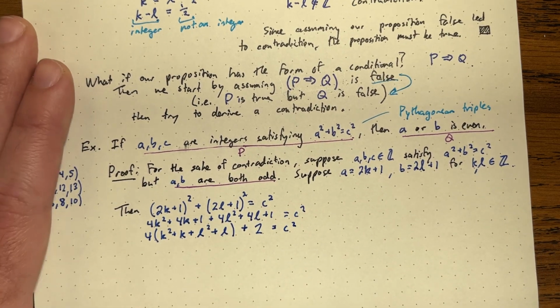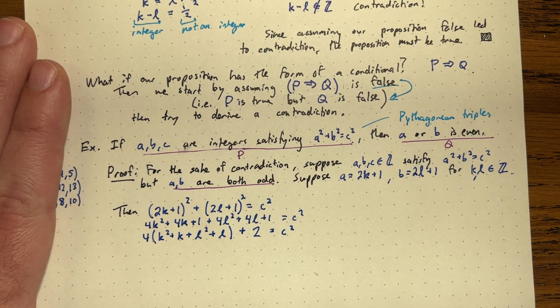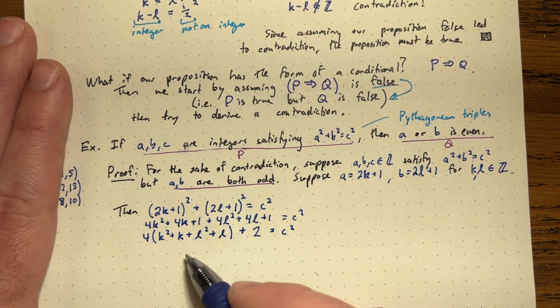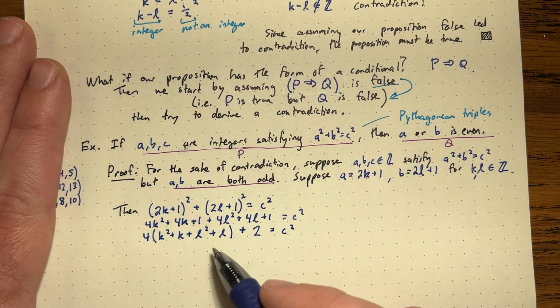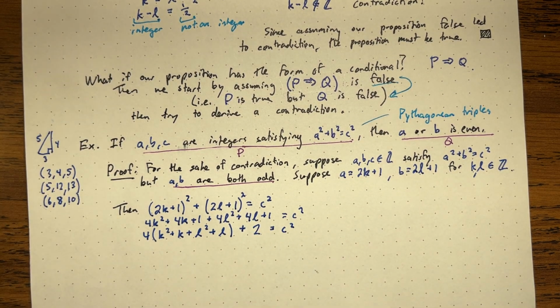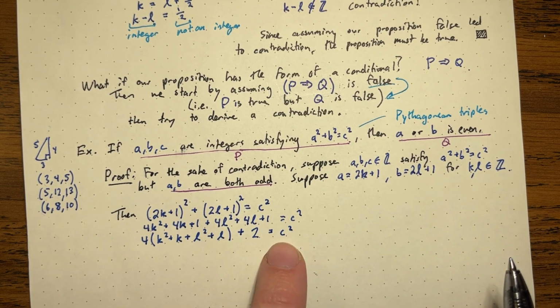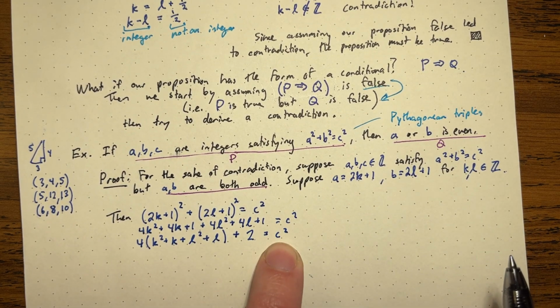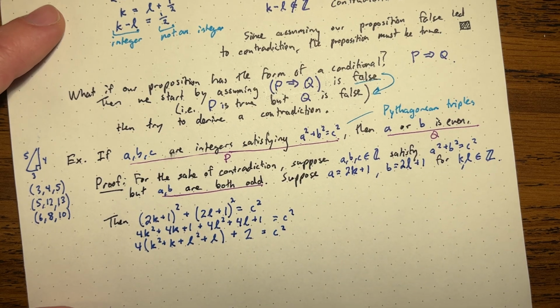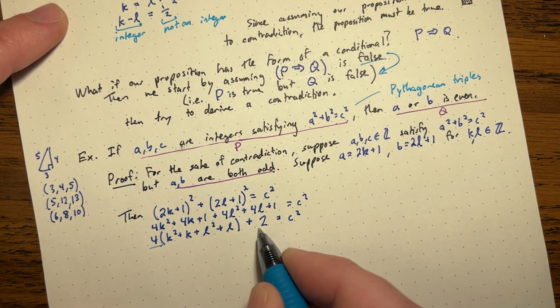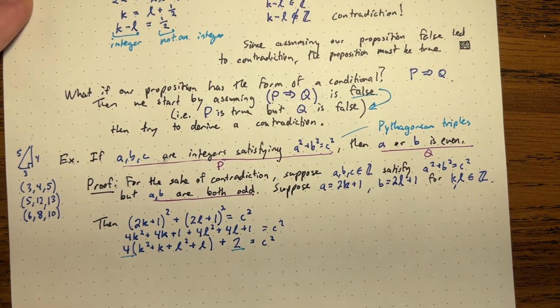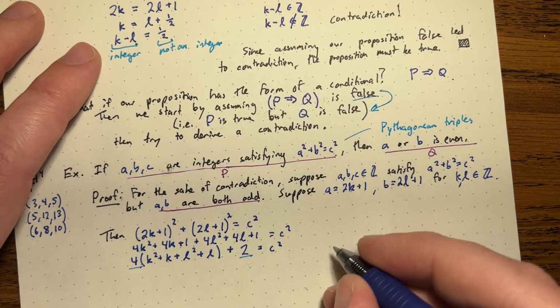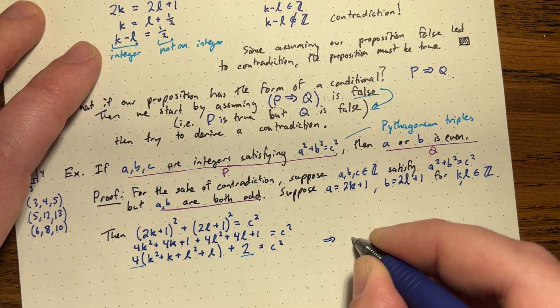Is that going to help? Let's see. Do I want to factor this out? Not sure. Yeah, let's stare at this for a second. So now is when we can start thinking. I'm already noticing something a little bit fishy here. So in fact, let's think about even and odd. So I have an even number plus an even number. That's even, right? So C squared is even.